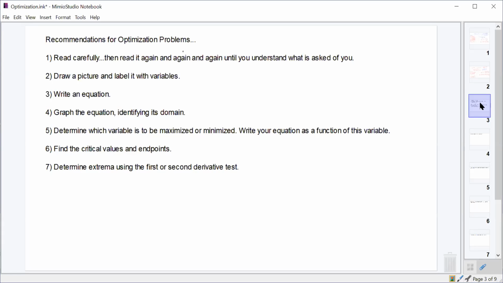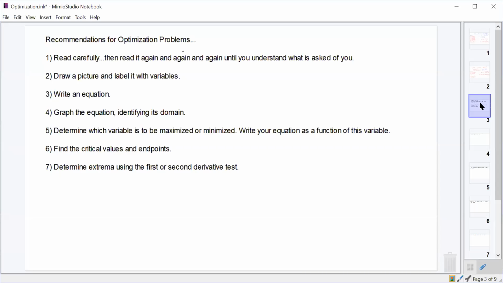So these are the steps that we will generally want to take for any optimization problem. First off, read the problem. If you don't understand what's going on in the problem, read it again and again until you understand what is being asked of you in the problem. Then draw a picture. Okay? Generally, a picture is going to be exceptionally helpful to you in this.